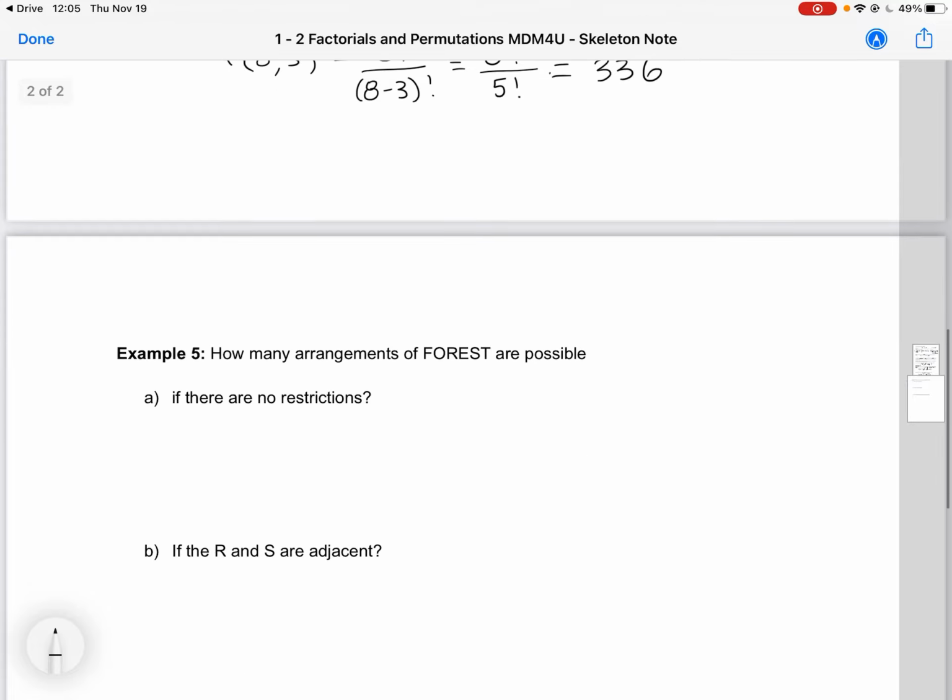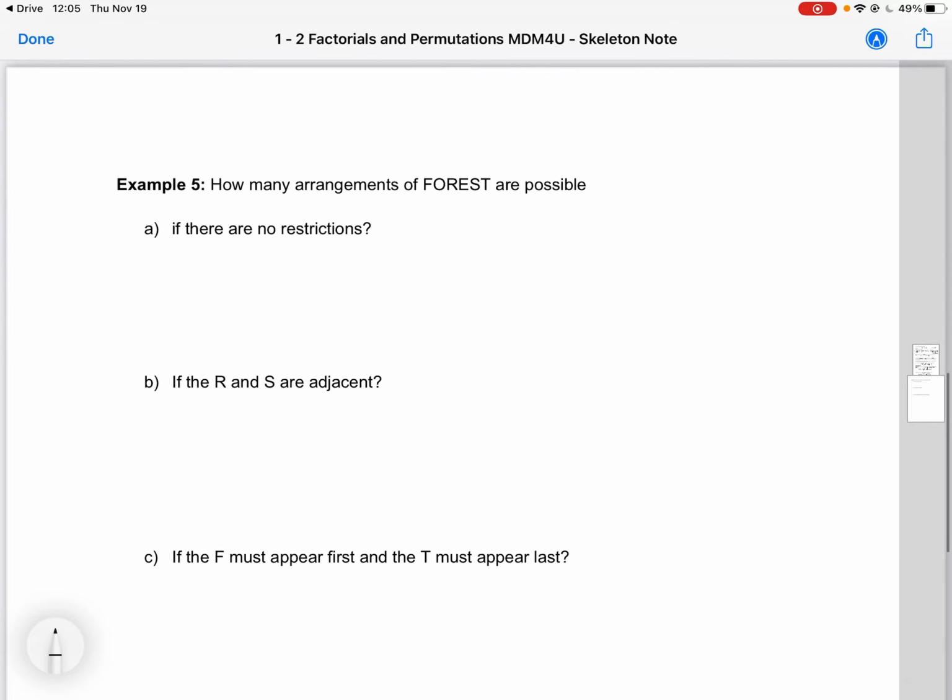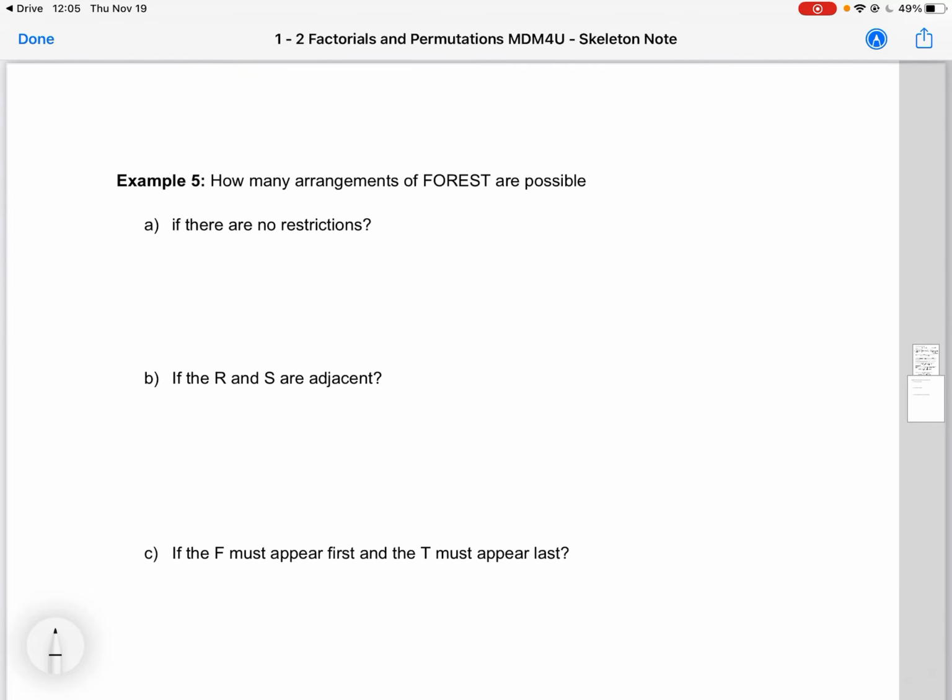Another example here that comes up a lot is using letters. How many arrangements of FOREST are possible? First question is if there are no restrictions. I've got 6 letters and I want to make an arrangement that is 6 items long. So my objects are 6 and my length is 6. So I would just have 6 factorial, which is going to be the number of arrangements if there are no restrictions.